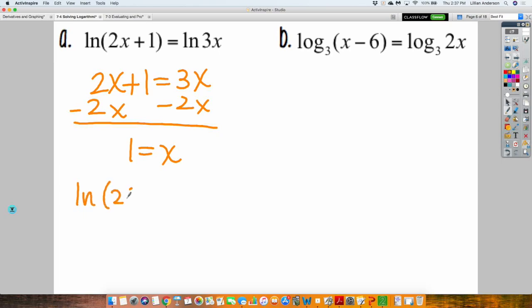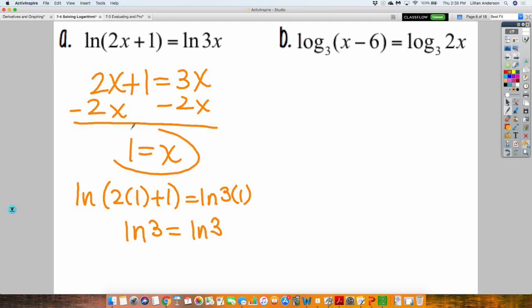So I go back to the original problem and I plug in 1 for x. In order for this to be true, the left side, of course, has to equal the right side. 2 times 1 plus 1. So this is the ln of 3 on the left, and what's 3 times 1? Are they equal? So then 1 is my answer. And I'm not presented with something like the ln of a negative number, because you cannot take the ln of a negative number, and you cannot take the ln of 0. It applies for both. Questions?